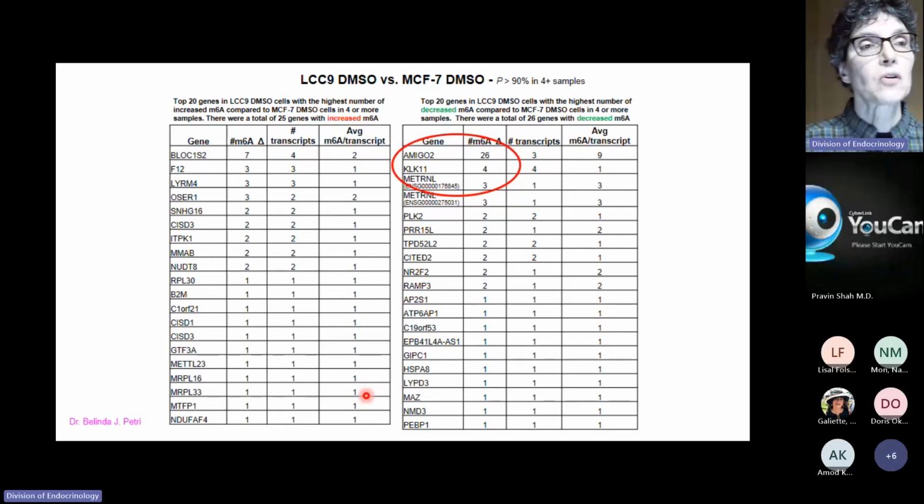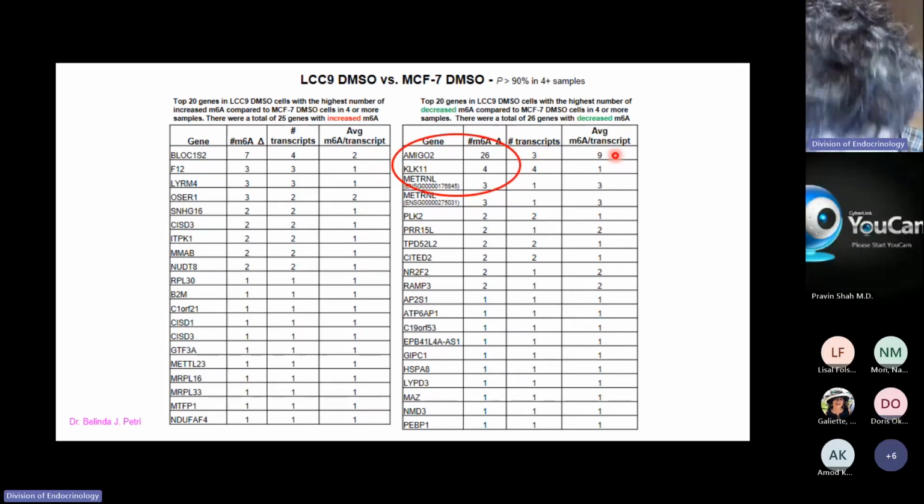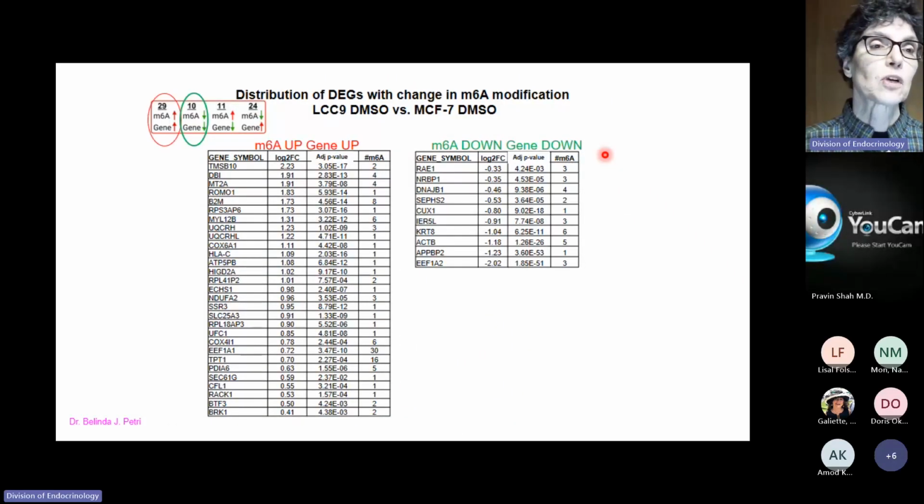AMIGO2 now, looking at the top 20 genes in LCC9 cells with the highest number of m6A versus MCF7 cells, and the top 20 genes in LCC9 cells treated with DMSO that have decreased m6A compared to MCF7 cells. So AMIGO2 is at the top of our list. It has 26 m6A sites in 3 different transcripts, so an average of 9 m6A modifications per transcript.